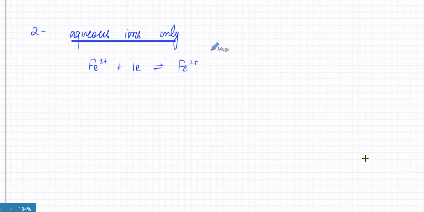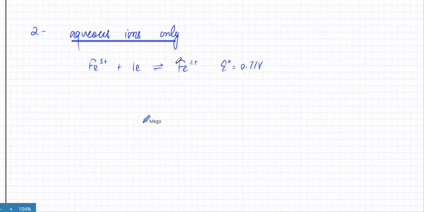The potential is given in the data booklet. It's 0.77 volts. But how did we calculate this potential? I've got Fe3+ and Fe2+. I want to figure out whether Fe3+ likes to gain electrons. If it likes to gain electrons, the potential is going to be positive, which it is in this case. Vice versa, if Fe2+ wants to lose electrons, there would be a lot of electrons on the electrode, and the potential would be negative. But since it's a positive potential, it's very likely that the reaction would move forward.